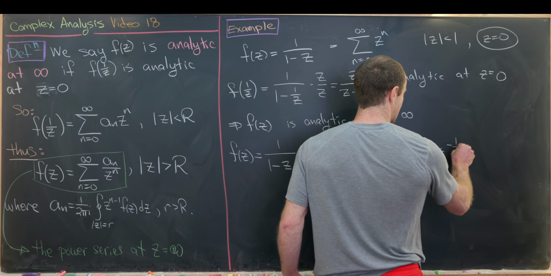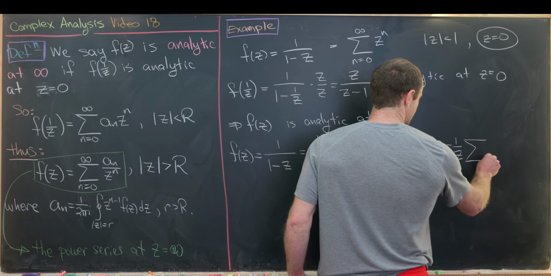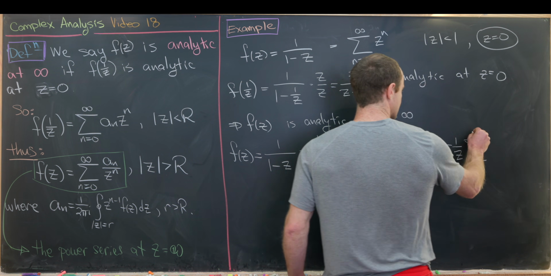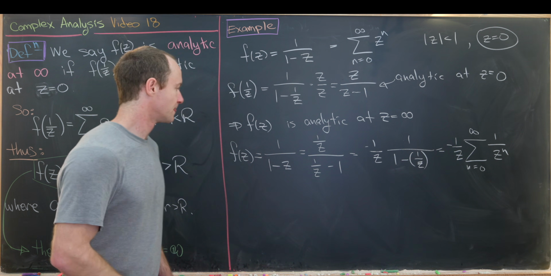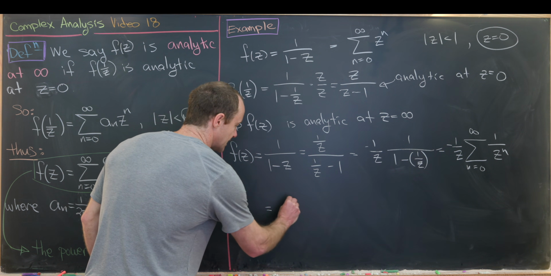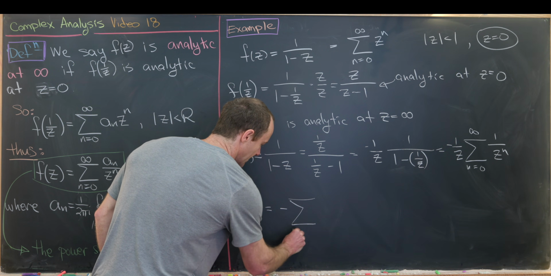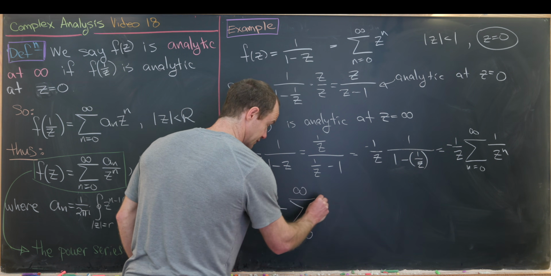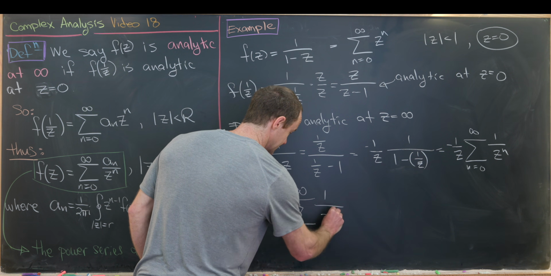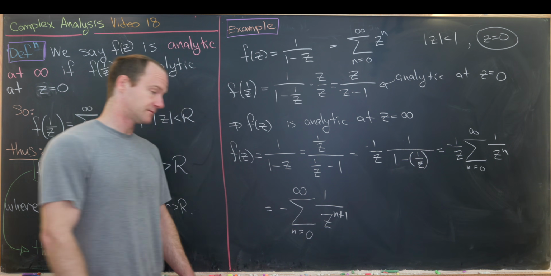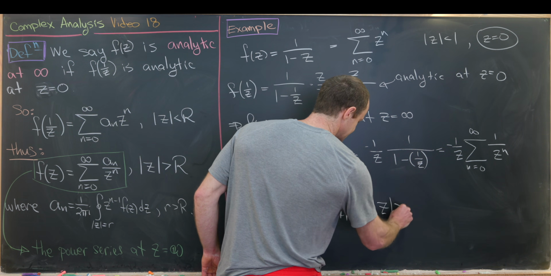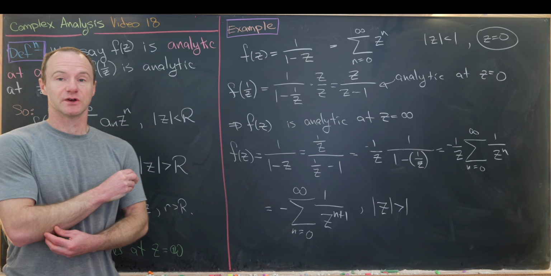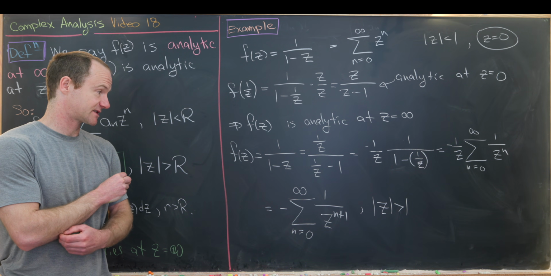So that gives us minus 1 over z, and then we have the sum as n goes from 0 to infinity of 1 over z to the n. So in the end, we can just leave the minus sign out front, and we have the sum as n goes from 0 to infinity of 1 over z to the n plus 1. And this is valid in the region where |z| is bigger than 1, so outside of that unit disk.